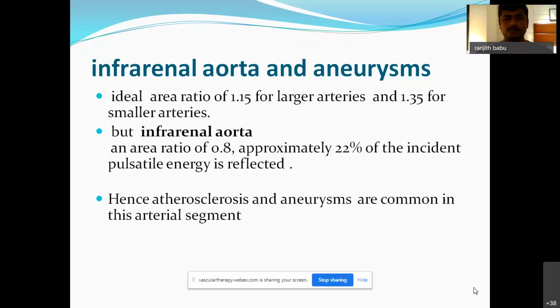But in a normal infrarenal aorta, the area ratio is 0.8. So approximately 22% of the incident pulsatile energy is reflected. That's why atherosclerosis and aneurysms are more common in the infrarenal aortic segments.